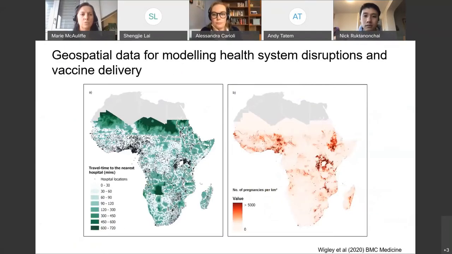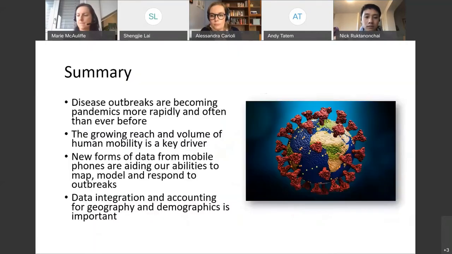And also thinking about the delivery of vaccines and access to healthcare to be able to achieve that. So mapping out the locations of health facilities, where particular vulnerable groups are in relation to those facilities, and distribution mechanisms for that delivery of the vaccine in some of the poorest countries.